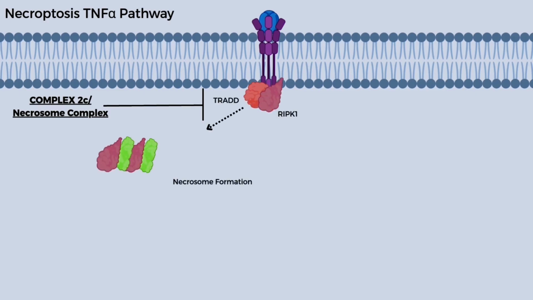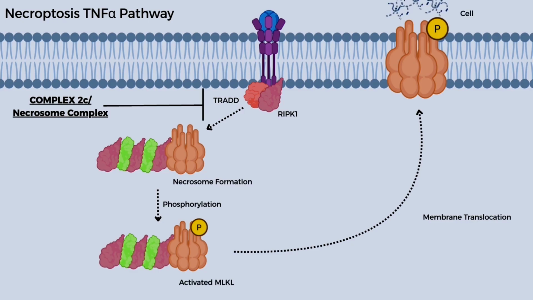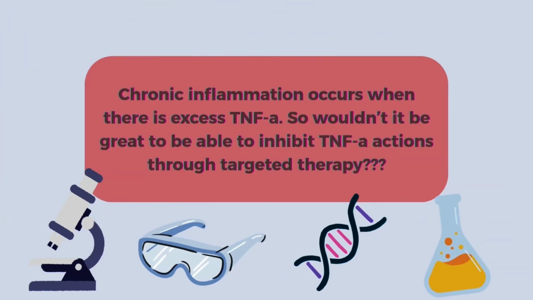It's formed by RIPK1 and RIPK3. RIPK3 phosphorylates MLKL, triggering its oligomerization. Activated MLKL will translocate to the cell membrane and induce cell lysis. This will release DAMPs into the extracellular environment, driving inflammation. Chronic inflammation occurs when there is excess TNF alpha.